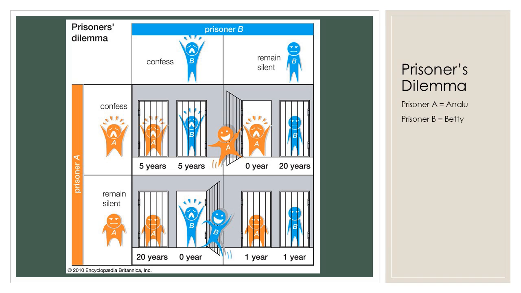Now suppose that Betty confesses. Then, if Analu confesses, Analu gets 5 years in jail. Silence will get her 20. So if Betty confesses, Analu should confess too. Thus, either way, Analu does best for herself by spilling the beans and breaking her promise to Betty. And of course, Betty is reasoning in the same way. So they are both going to confess and end up with 5 years in jail.